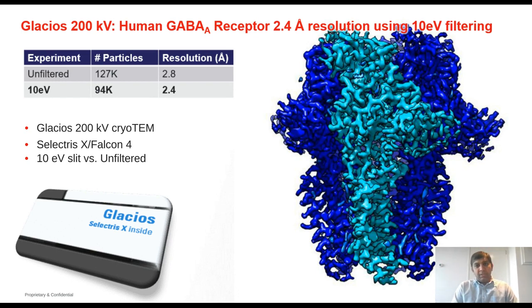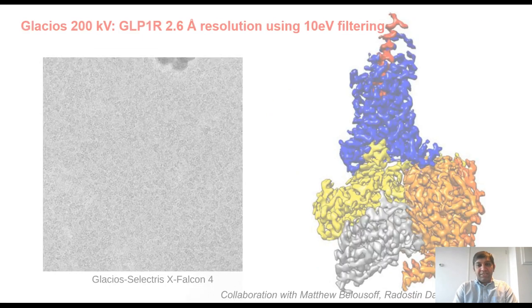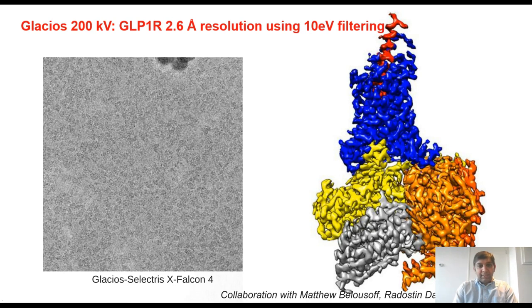Now, this has C5 symmetry. We wanted to see what happens if we put an even more challenging sample which doesn't have any symmetry. For that, we tried to look at a GPCR sample. This is a collaboration with the group of Patrick Sexton at Monash University, as well as Radostin Danev at Tokyo University. Here we looked at the GPCR sample GLP1R.